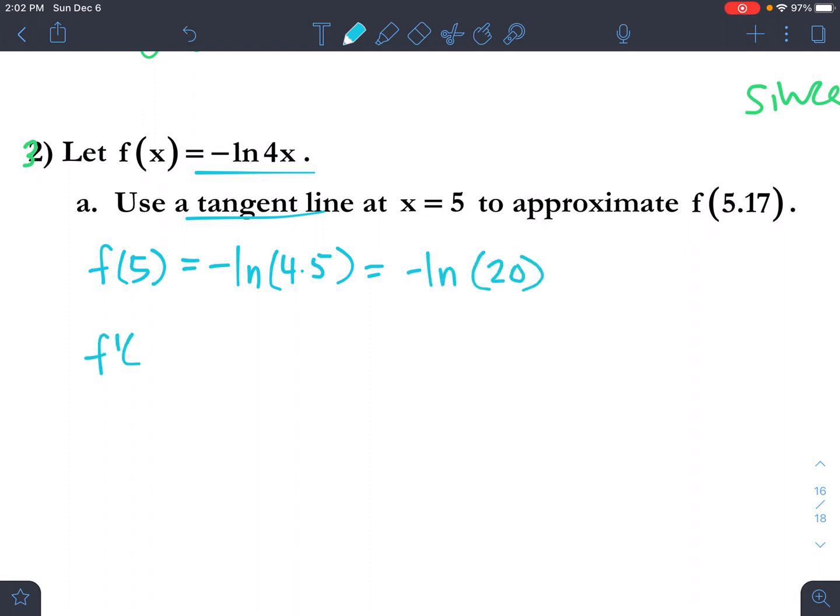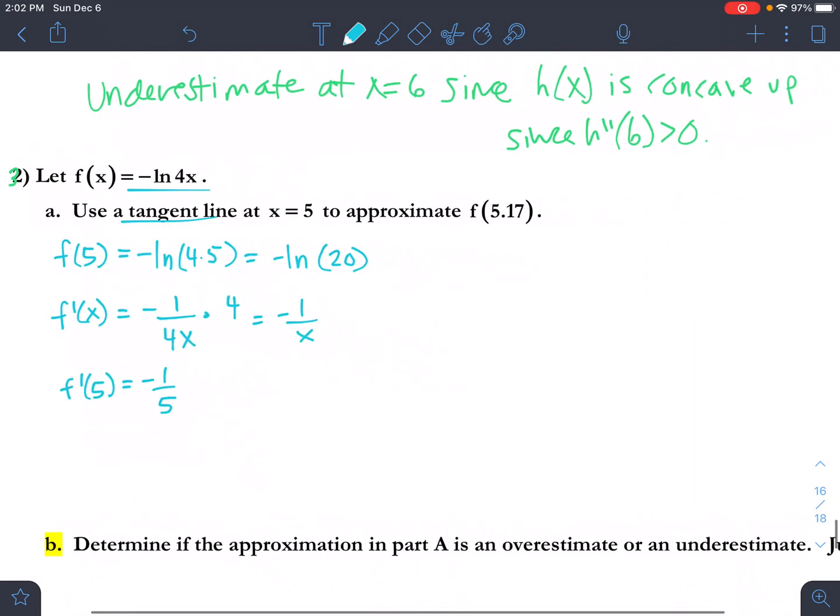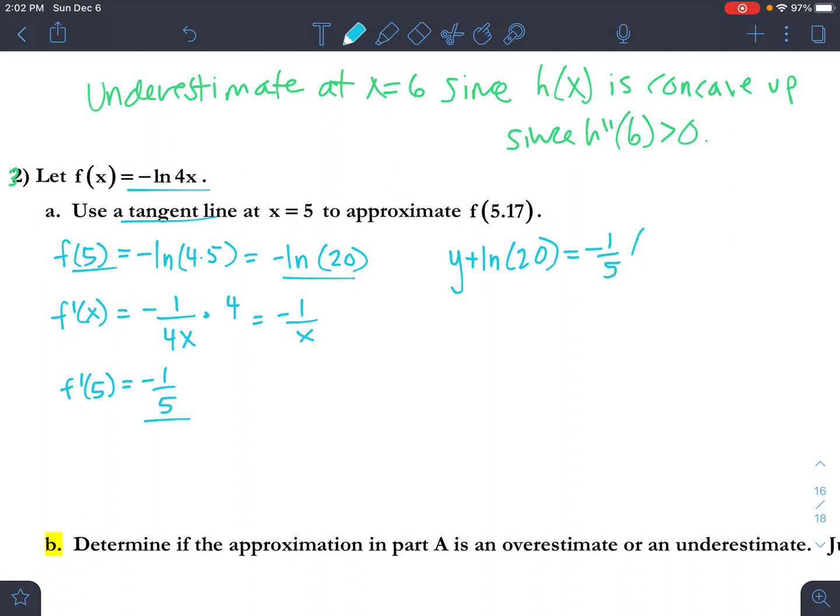Okay, how about f prime of x, right? We need that slope at 5. Derivative of natural log is 1 over whatever's inside times derivative of what's inside. So this would give me negative 1 over x. Okay, and then what's the slope at 5, or what's the derivative at 5? It'd be negative 1/5. All right, so you have all your pieces. Again, hopefully that's kind of review. So we write our tangent line to be y minus natural log of 20, that was the y value at 5, equals the slope or the derivative at 5, negative 1/5, times x minus the x value, which is 5.